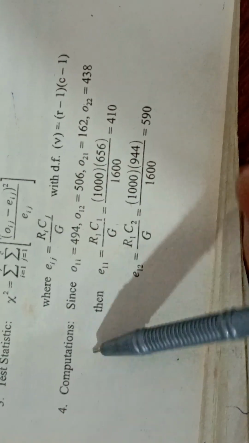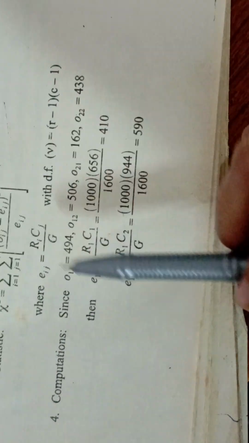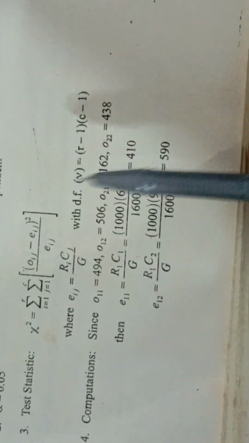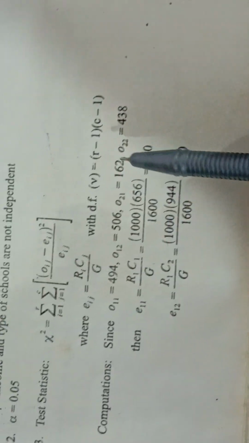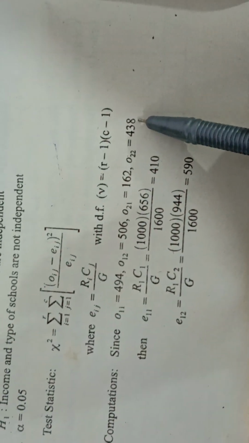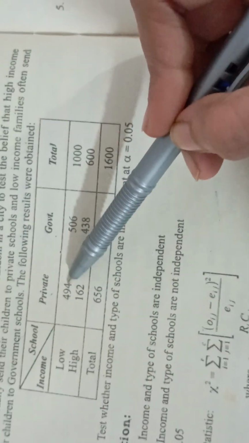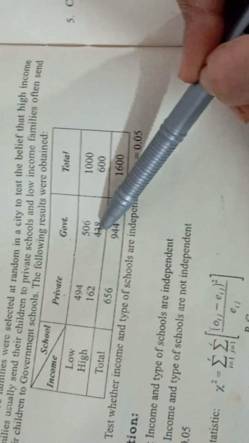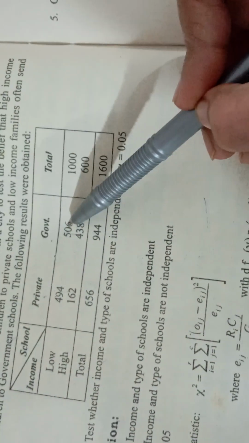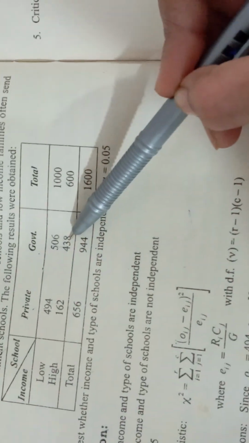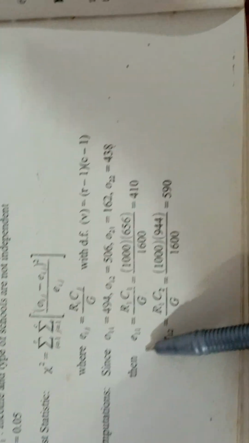कैलकुलेशन है यहाँ पर. O11 मीन्स ऑब्जर्व फ्रीक्वेंसीज आपके पास 494 है, 506 है, 162 है एंड 438 है. ओके, टेबल में हमारे पास ये ऑब्जर्व फ्रीक्वेंसीज हैं. ओके, दिस इज 11, दिस इज 12, दिस इज 21, दिस इज 22. ओके, यहाँ पर है आपके पास.